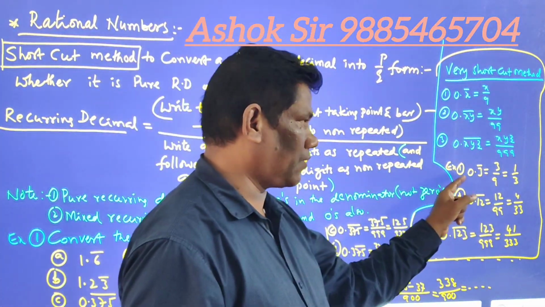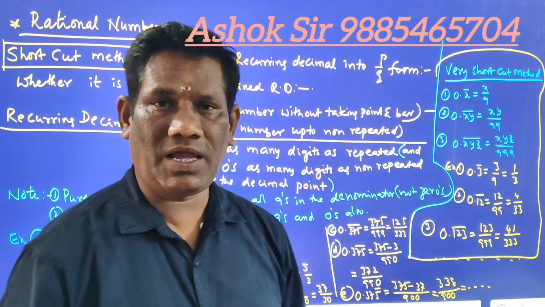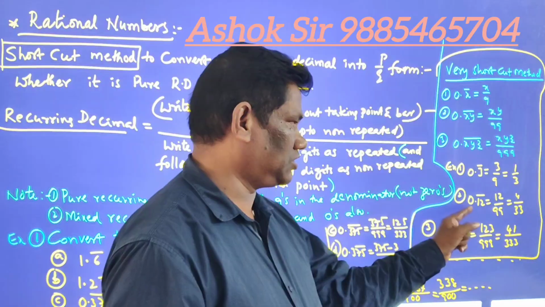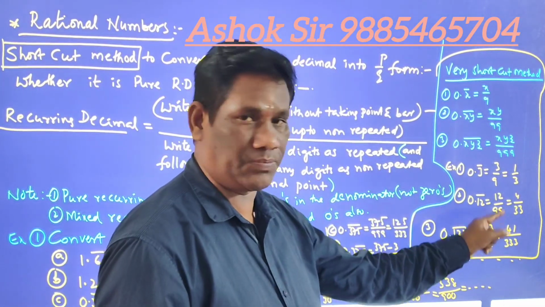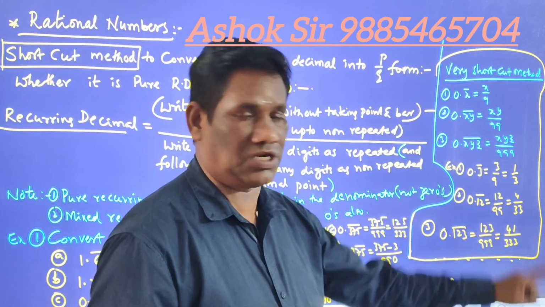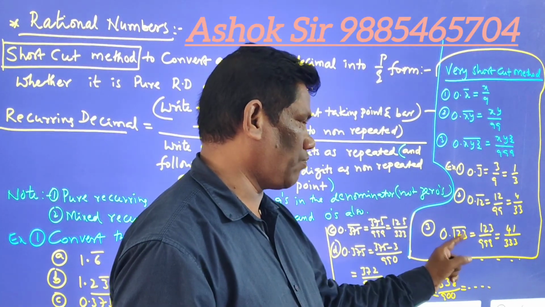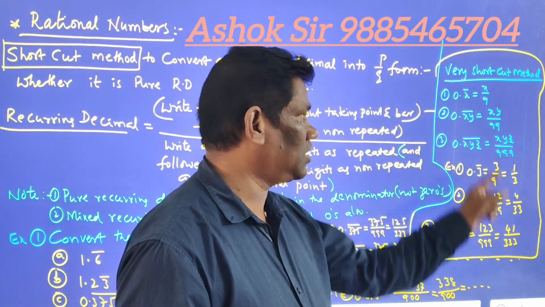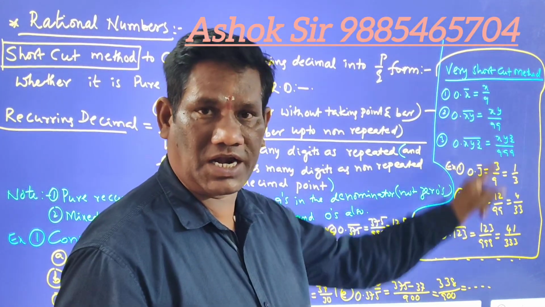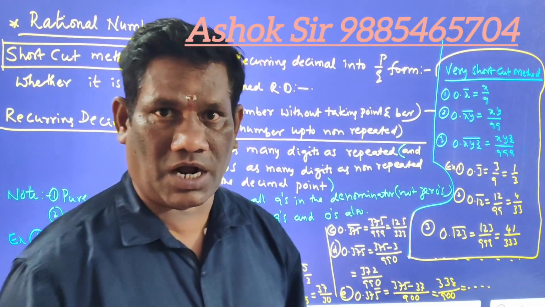Let us take some examples here. 0.3 bar is equal to 3 by 9, and 3 by 9 is nothing but 1 by 3. Similarly, 0.012 bar equals 12 by 99, and both are multiples of 3, 3 fours are 12, 3 thirty-threes are 99, so that is 4 by 33. Similarly, 0.123 bar equals 123 by 999, that is 41 by 333. These are all pure recurring decimals, that's why in the denominator we are getting only nines, not zeros.